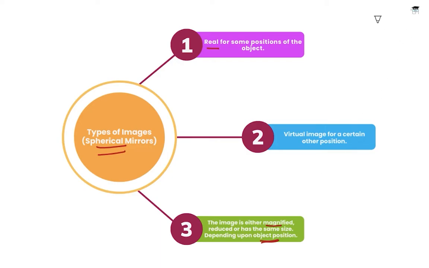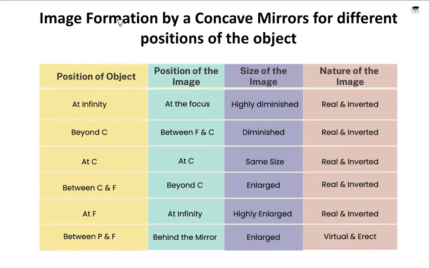Suppose this is the mirror, and the object is at this position or at this position, depending on the position in front of the mirror, the size of the image will change. And to give you an idea of the positions of images and objects, see this table.